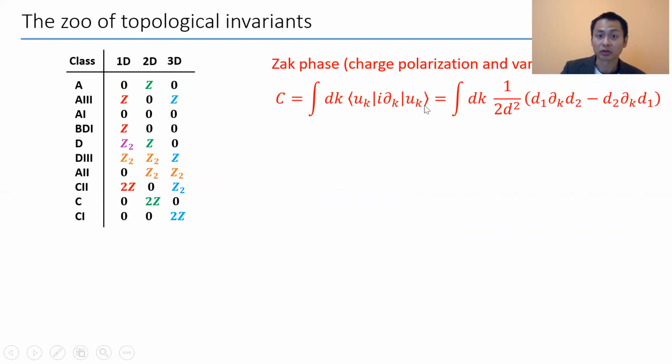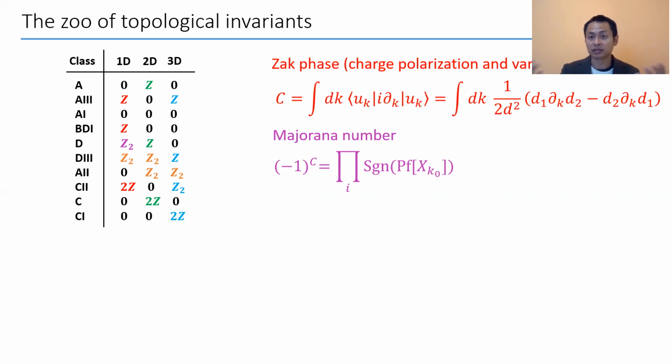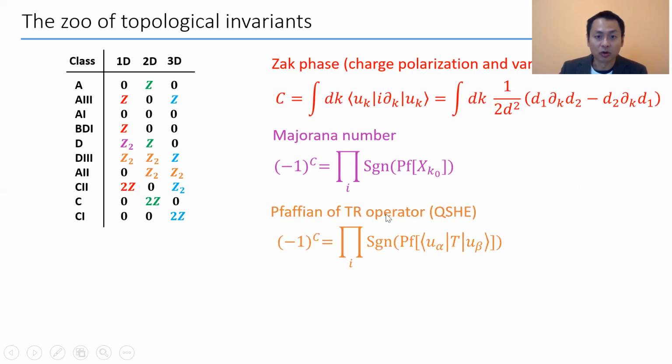Berry connection calculated from the Bloch eigenstate of your Hamiltonian. And it actually takes the cyclic derivative form of this D vector that parameterizes your Hamiltonian. And showing in this purple are these so-called Majorana numbers, which correspond to whether the system has Majorana edge states or not. It's calculated from the Pfaffian of this Majorana Hamiltonian. And showing in the orange are where you calculate it from the time reversal operator, the Pfaffian of the time reversal operator, which in 2D and 3D will correspond to the so-called quantum spin Hall effect.